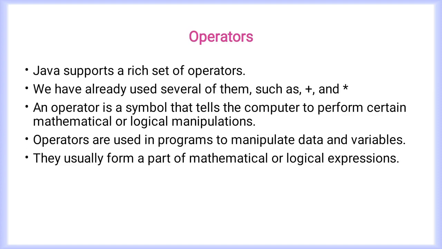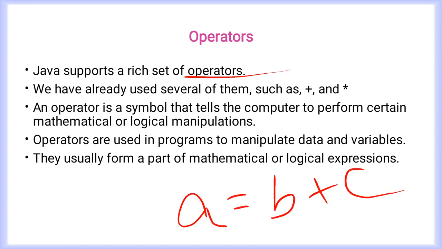Operators. Java supports a rich set of operators. What is an operator? The operator is one which operates on the operands. For example, if A is equal to B plus C, here A, B, C are operands and plus is the operator. So it is a symbol that tells the computer to perform certain mathematical or logical manipulations. Operators are used in programs to manipulate data and variables.